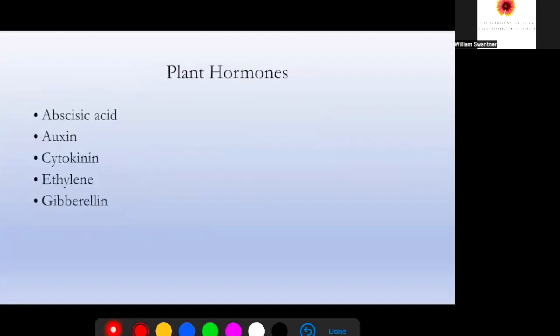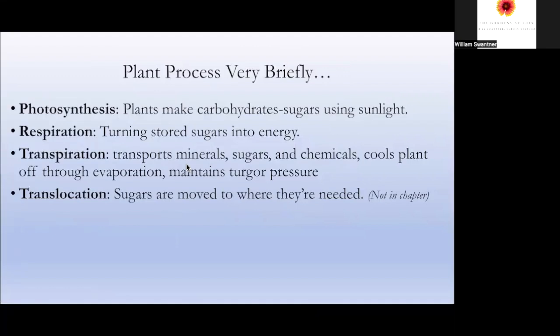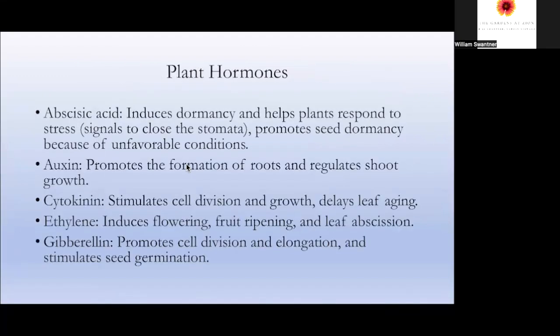All right, let's take a look at plant hormones. Abscisic acid, auxin, cytokinin, ethylene, gibberellin. All right, just a reminder, auxins are the plant's growth directors, cytokinins are the fountain of youth, gibberellins are the growth spurt, abscisic acid is the stress manager, and ethylene is the ripening plant. So let's take a look at these. There are 5 of them listed in the book, and then look a little deeper at each one of them.